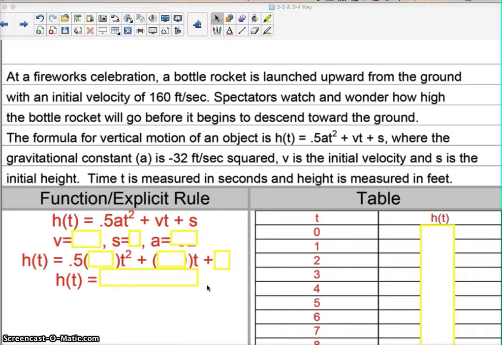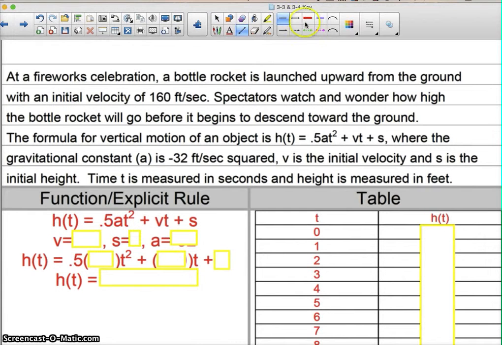All right, let's take a look at the first problem. It says, at a fireworks celebration, a bottle rocket is launched upward from the ground with an initial velocity of 160 feet per second. Initial velocity, 160 feet per second. I'm going to go ahead and underline this because that is an important part here. Initial velocity is 160 feet per second.